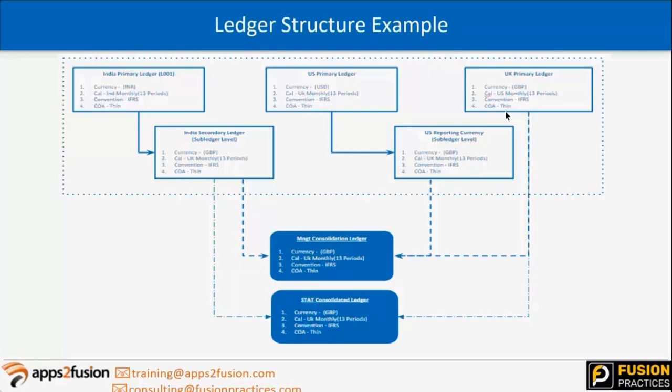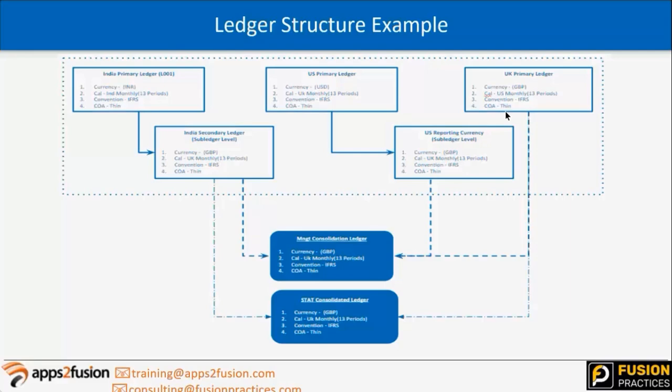Now in this scenario, we want to consolidate for management consolidation and statutory consolidation. We have created 2 different ledgers, and there can be some additional entries or adjustments we need to pass for statutory consolidation purposes, any eliminations or anything. But for management consolidation, we don't need to do all those things. But now we cannot transfer the data from our primary ledgers to these consolidation ledgers.